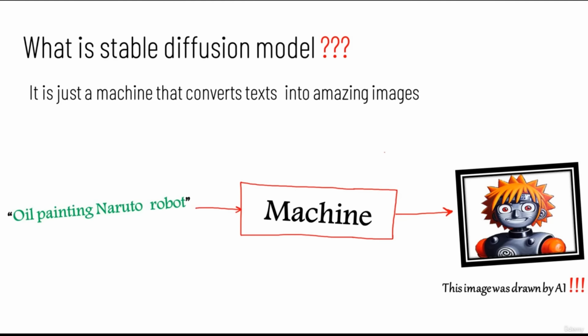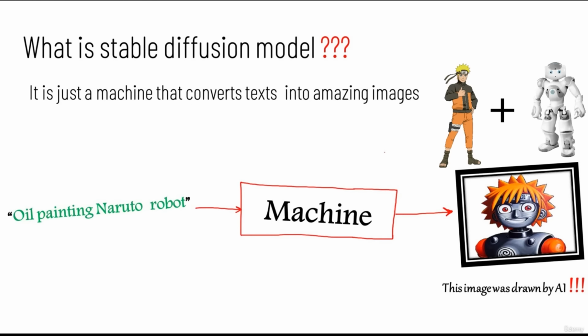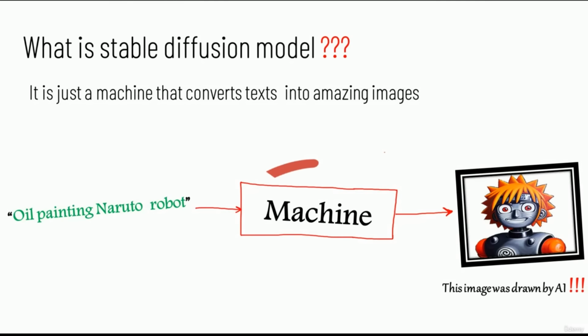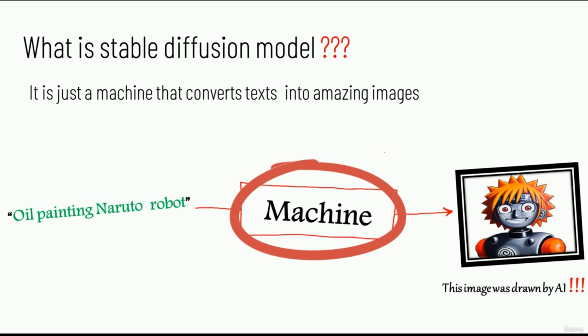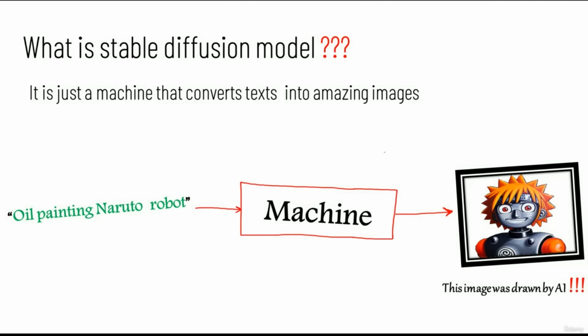As you can see here, we have this text, oil painting Naruto robot. We will pass this text through our machine, which is our stable diffusion model, and our stable diffusion model will create this amazing image. This image will have the characteristics of the robot and Naruto. That's amazing, right? In this course, we will learn how to implement this machine and how can we train it to create these amazing images.